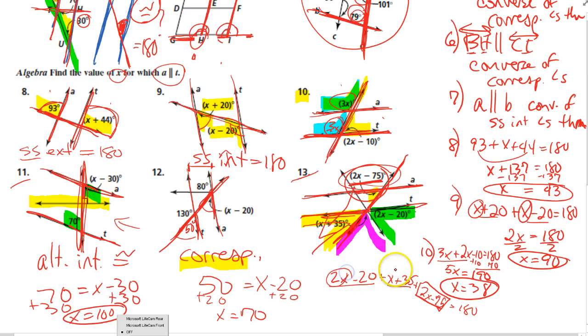I've got a 2x, an x, and another 2x, so that's 5 x's. And I've got negative 20, positive 35, and negative 75, which adds up to negative 60, and that equals 180. So add 60 to both sides. 5x equals 240, x equals 48. Nice. All done.